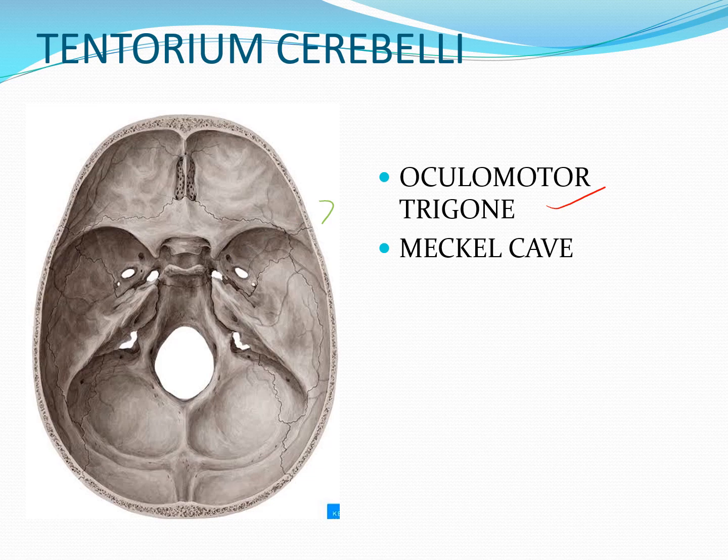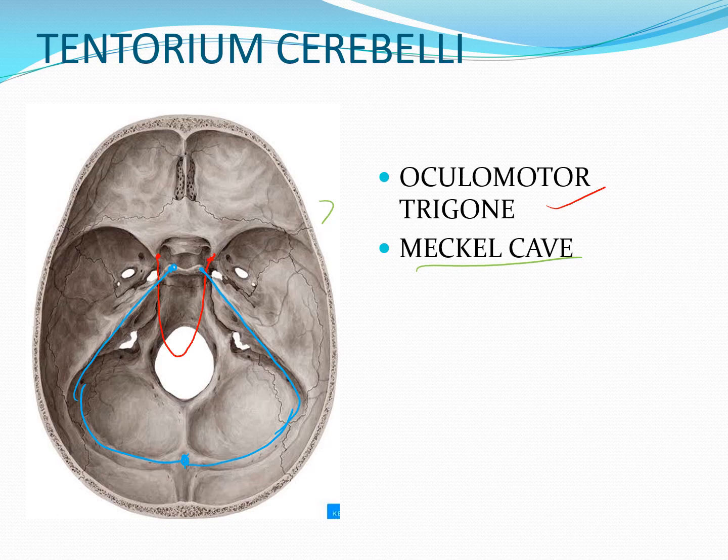Now we have something which is called Meckel's cave. Let us see what it is. As already discussed, the free portion of the tentorium cerebelli is from one anterior clinoid process to another, and the attached portion is from the internal occipital protuberance to the transverse sulcus, to the petrous part of the temporal bone, to the posterior clinoid process. So this is the attached portion.